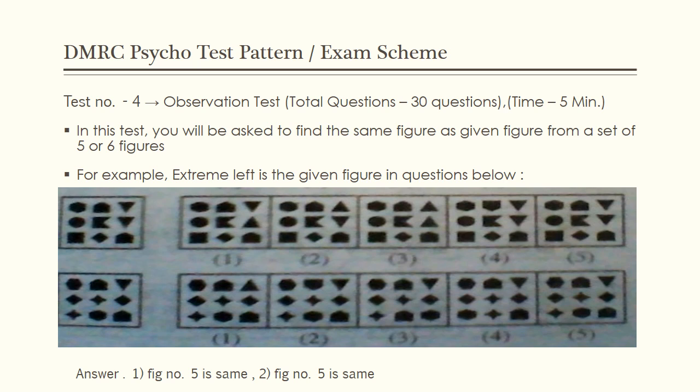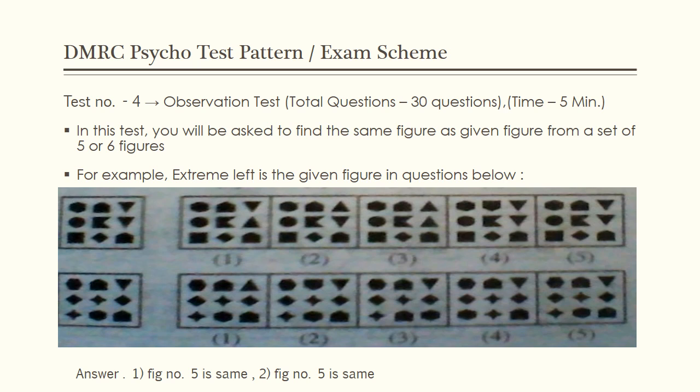In test number 4, that is the observation test, the total number of questions in this section is 30, and the time limit is 5 minutes. In this test you will be asked to find the same figure as the given figure from a set of 5 or 6 figures, as you can see below. The extreme left is the given figure, the question figure, and you have to find the figure that matches it.